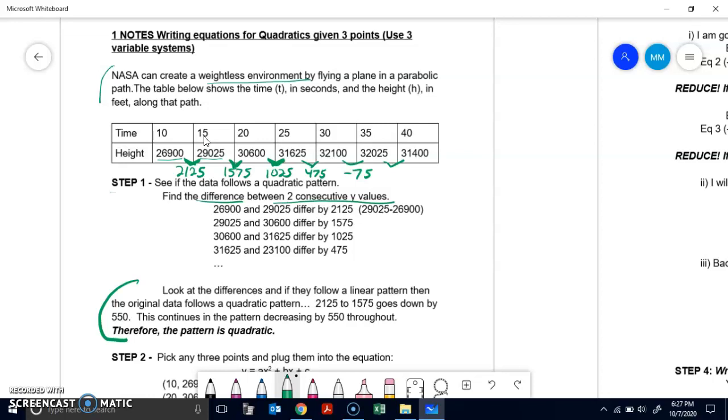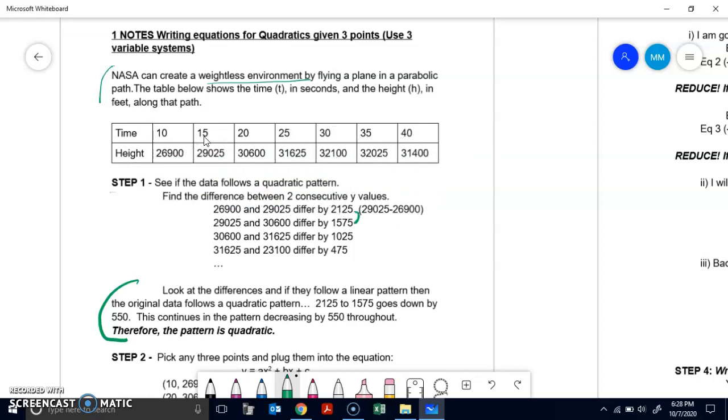So what I'm going to do again is take the difference between these two, and I'm just going to write over top of my words. So I found the difference between the consecutive y values, and now I'm going to look for a difference or a pattern between those. Well, from 2125 down to 1575, it goes down by 550. Same thing here. From this difference to this difference, it goes down by 550. And that's going to continue all the way through.